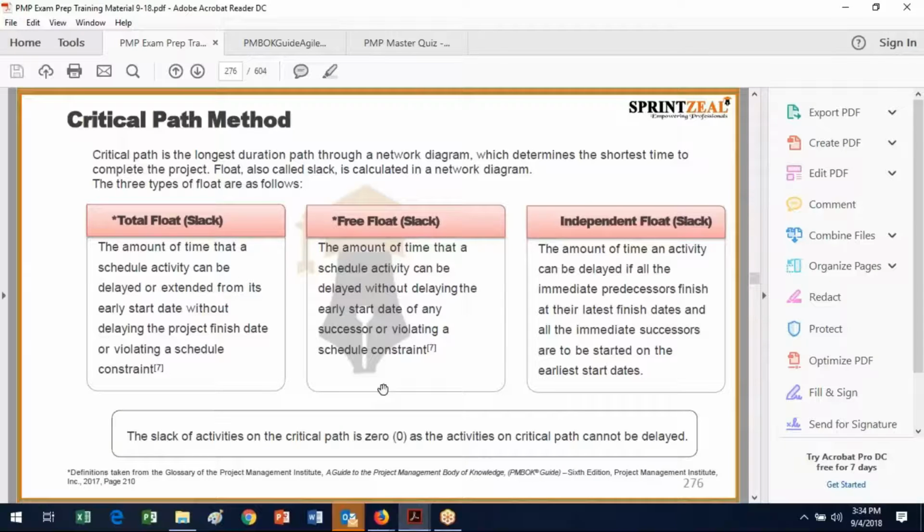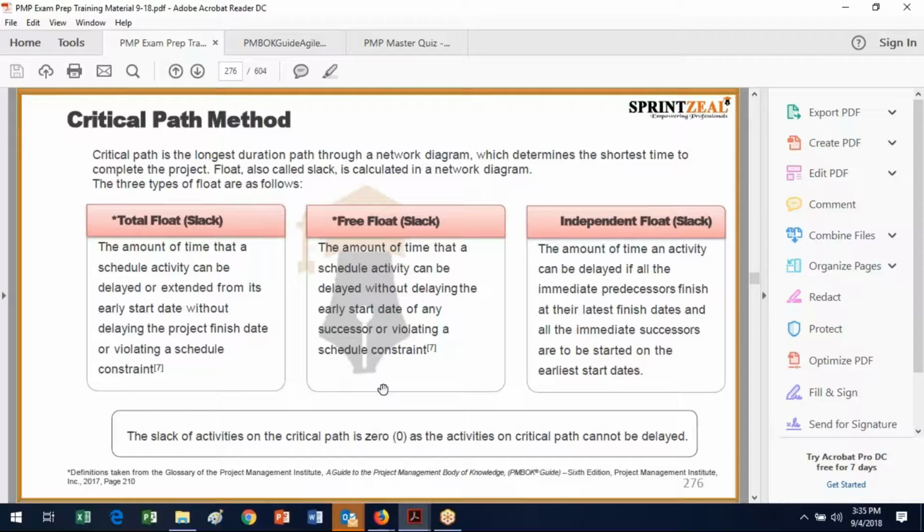Okay, so the critical path method. The critical path is the longest path through a network diagram, and it determines the shortest time to complete the project. So in other words, you can't complete it any shorter than the longest path.